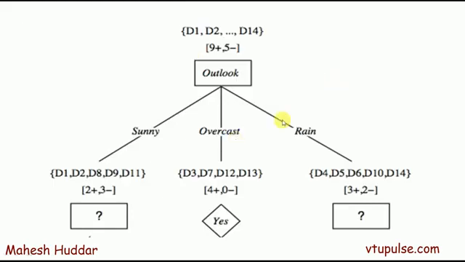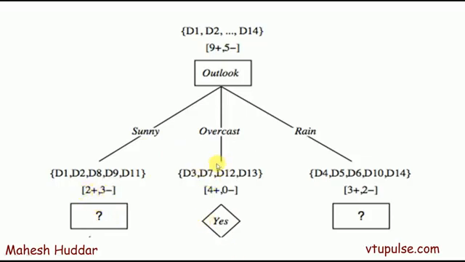So this is how the tree looks. Initially we write Outlook as the root node. There are 3 branches: sunny, overcast and rain. These are the examples where sunny is present, these are the examples where overcast is present, and these are the examples where rain is present. As I said earlier, when it is sunny, we have 2 examples which are positive and 3 negative. So we cannot write yes or no as a label here because it's a combination of positive and negative.